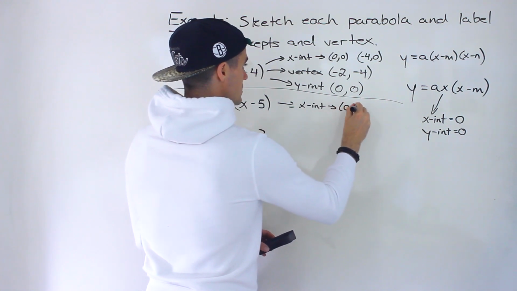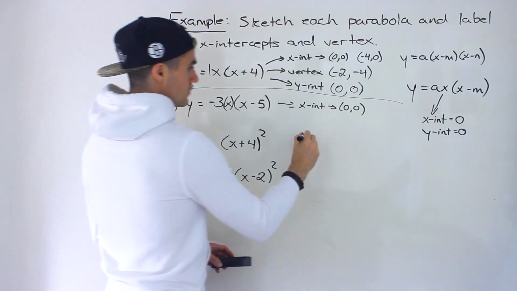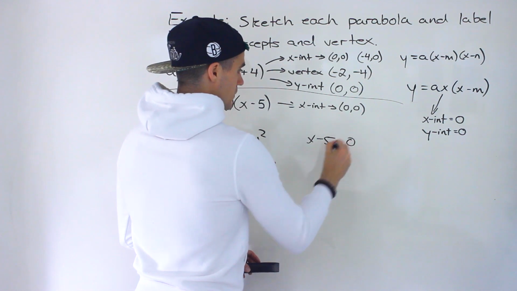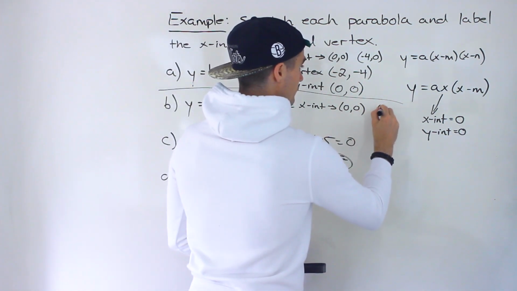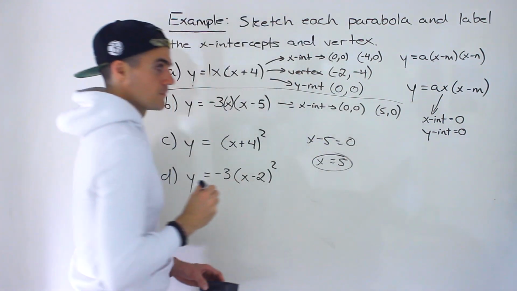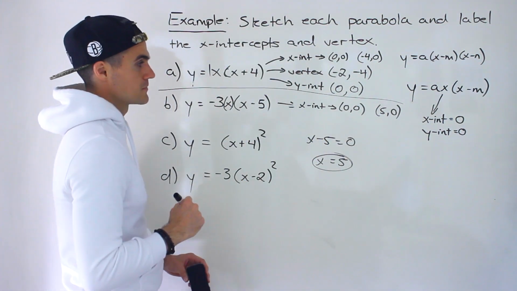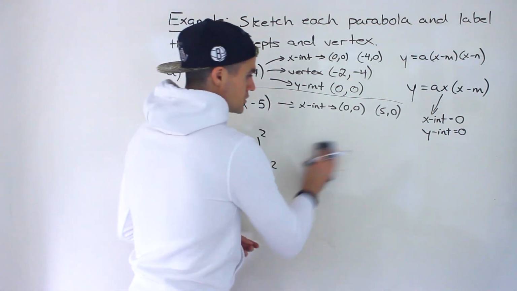So we got 0 and 0. And then also, when does x minus 5 equal 0? That's happening at an x value of +5. So we'll have 5 and 0. That's the other x-intercept. And then from here, we have the two intercepts now.